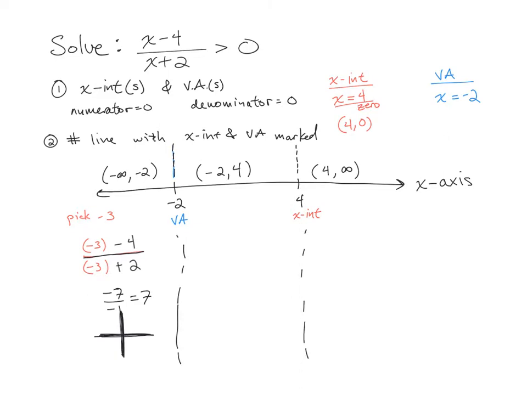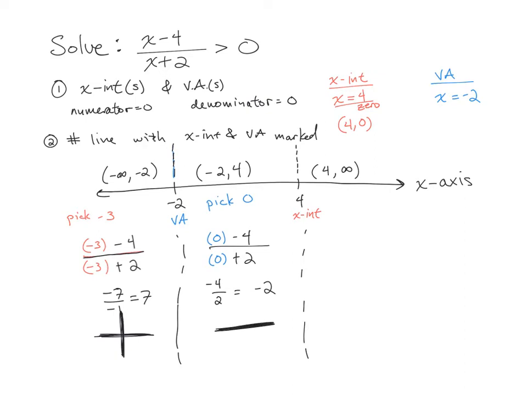So let's pick a different number here. Let's pick a number between negative 2 and 4, like 0. 0 is always simple. So here I'll pick 0. If I substitute 0 into the function up there, I will end up with negative 4 over 2, which is negative 2, which is clearly negative.